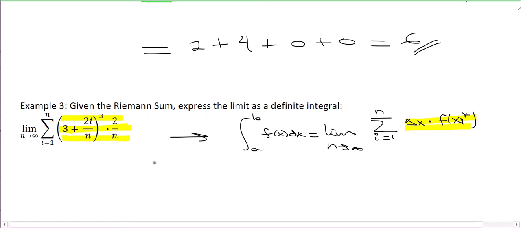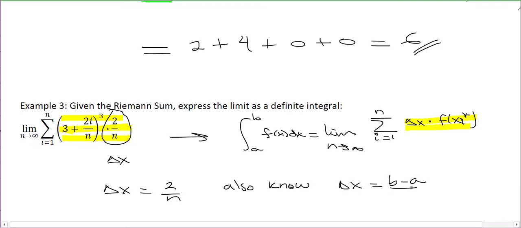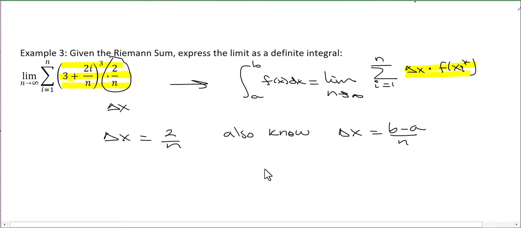So this 2 over n appears to be my delta x. So I can say then delta x is 2 over n. I also know that delta x is b minus a over n, right? So from here, I can conclude that b minus a is equal to 2. So the length of the interval is 2. So now, what's my f of x of i star?